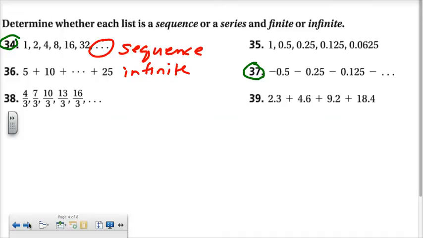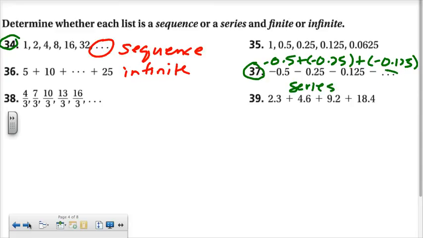Number 37, I know it doesn't look like addition, but it is. Because really what they did was they simplified the addition of a negative. So they are adding these together, which means this is a series, and 3 dots, this is infinite. So series, they're asking us to add them all up, put them all together. Sequences are just going to be a listing of numbers separated by commas. Finite, it stops. There's no dots. Infinite, we see the 3 dots, leading us to believe that it's going to go on forever.